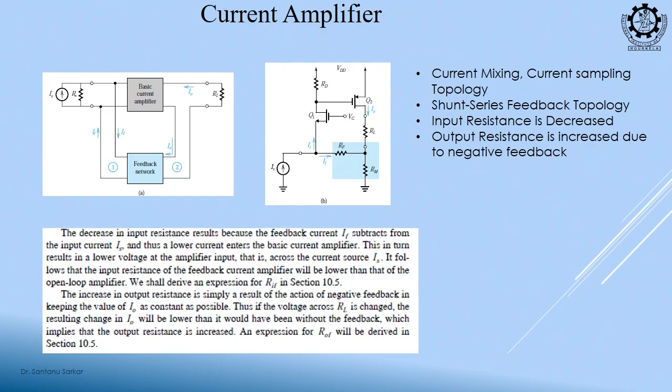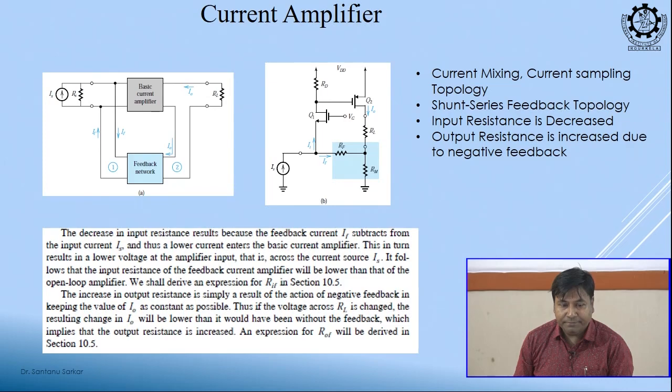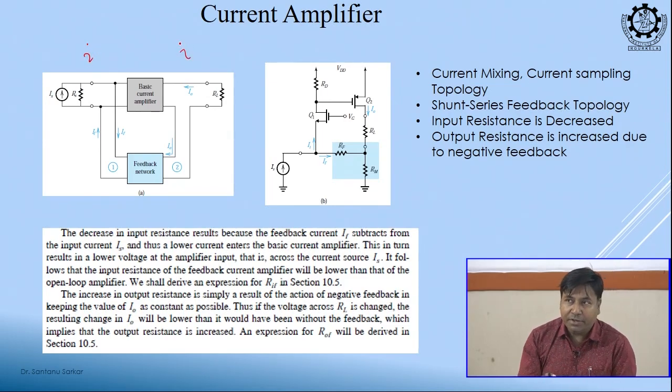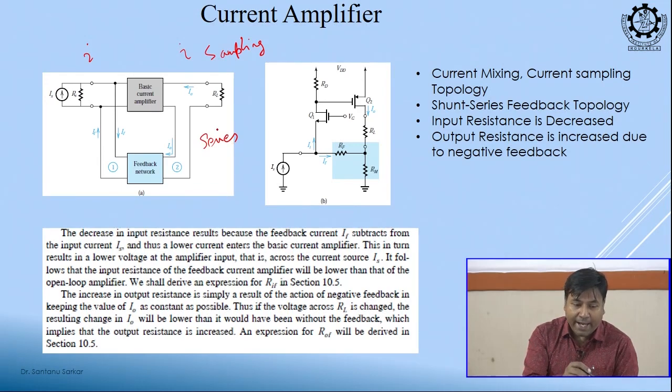Next, if we discuss current amplifier, so what should be my input side and output side? Input side should be current, output side should be current, right. So, output side we already discussed, if we want to flow the same current, this is current sampling, current sampling. So, if you want to flow the same current, it should be in series. At the input side is also current, and if you want to add or subtract current, this should be also, this is in shunt.